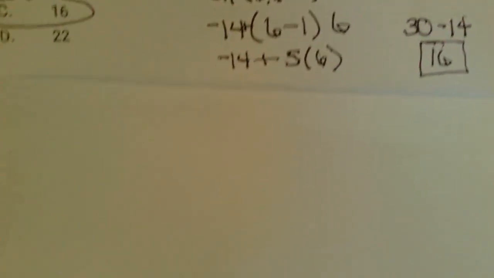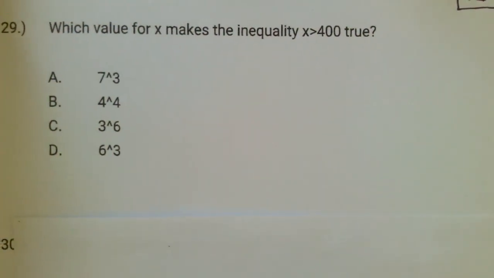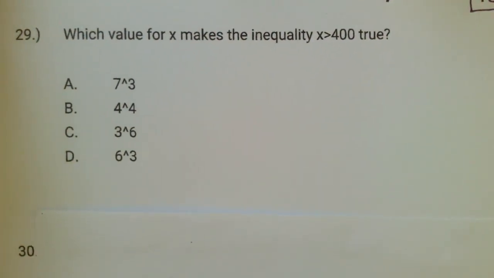Now, let's go to the next one. Which value of x makes the inequality x greater than 400 true? We have 7 to the 3rd power, 4 to the 4th power, 3 to the 6th power, or 6 to the 3rd power.